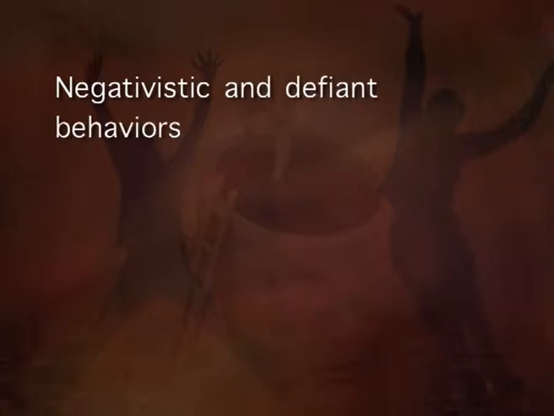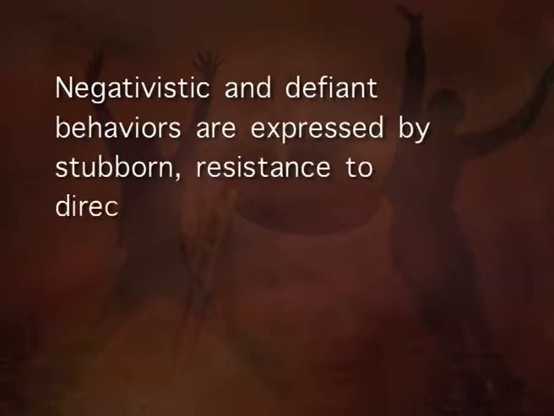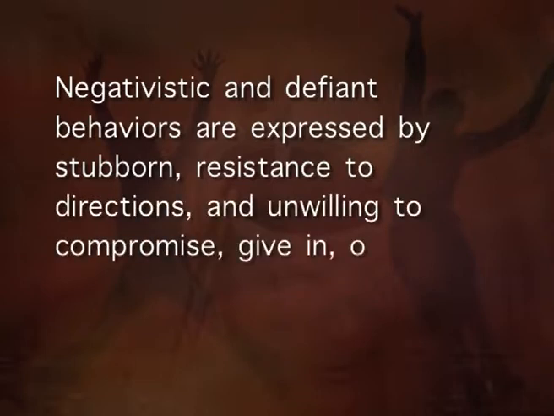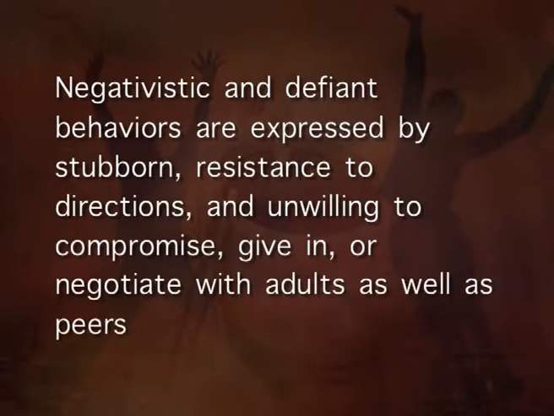Negativistic and defiant behaviors are expressed by stubborn resistance to directions, unwillingness to compromise, give in or negotiate with adults as well as peers. So, this kind of non-cooperation is highly seen in these children. Defiance may also include deliberate or persistent testing of limits, usually by ignoring orders, arguing and failing to accept blame for misdeeds. For example, if an ADHD child wantonly pushed someone, he later on feels guilty about it, whereas a child with oppositional defiant disorder who has done the same will not acknowledge that he has done this behavior.